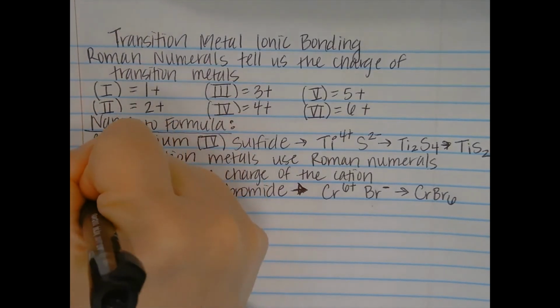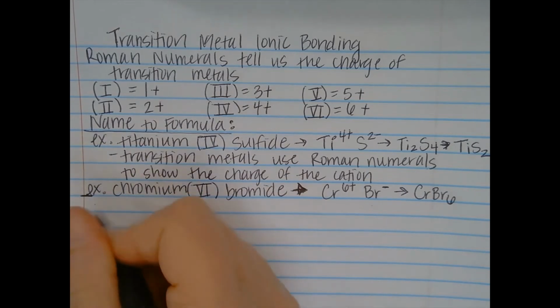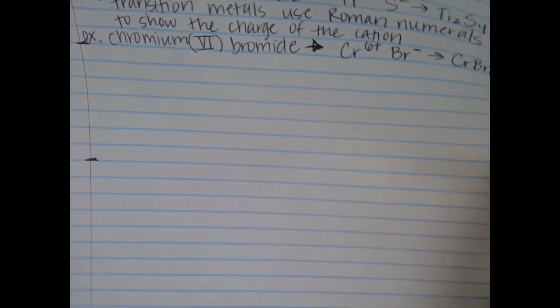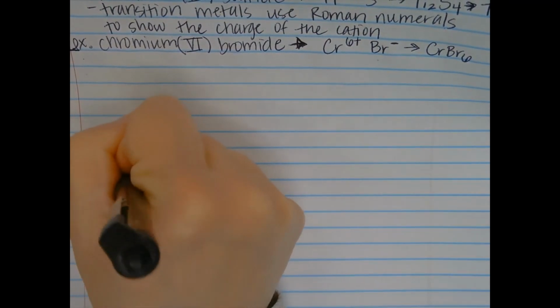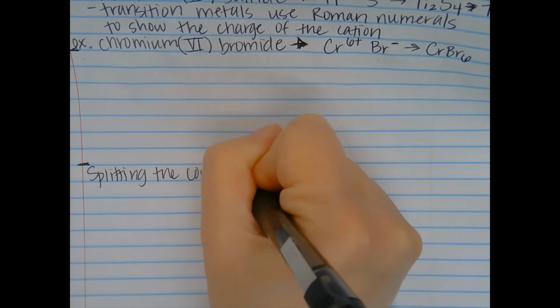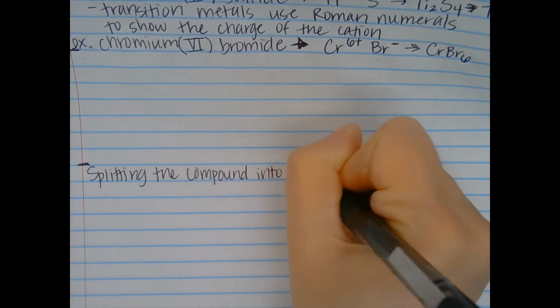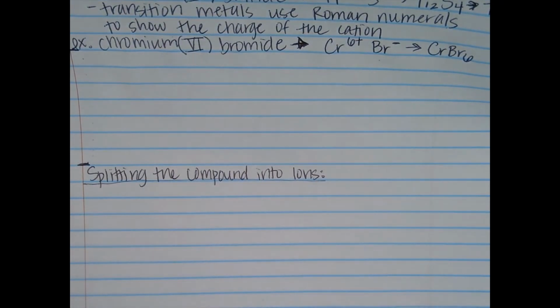Okay, so we're going to do the same thing. Count out 7. 1, 2, 3, 4, 5, 6, 7. Because that's where our practice is going to go. And now we're going to split them apart. So, splitting the compound into ions. All right, so we're going to write some steps out first, and then we're going to do examples, okay?